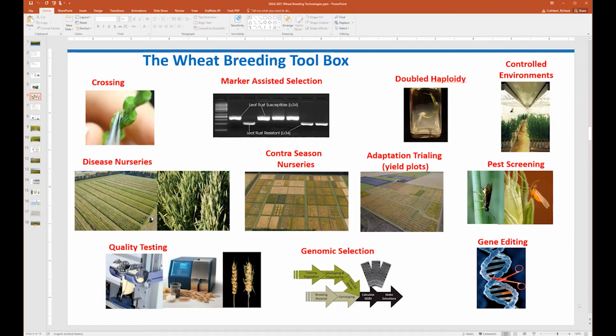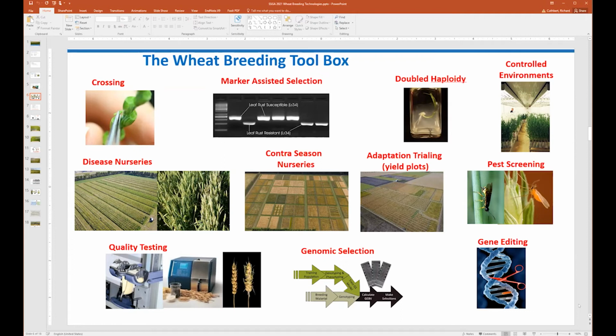Our adaptation trialing or yield plots, having them in the right locations and sufficient testing to adequately assess performance of those lines is very important. And then being able to screen for pests, so wheat stem sawfly, wheat midge, they aren't always predictable in where they will be, and we need to be testing in those locations as we're able to. And then all the stuff that goes with quality testing. I could have a whole slide of tools in quality testing, but being able to assess lines for the targeted market class is extremely important, especially for high quality, high value market classes like CWRS and Durum.